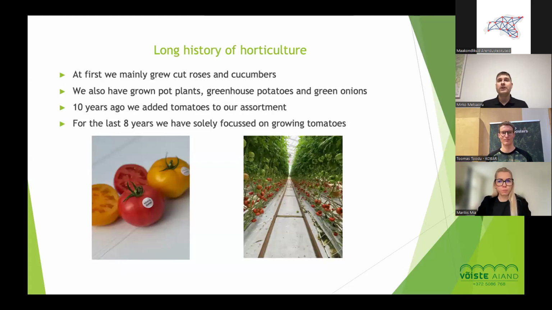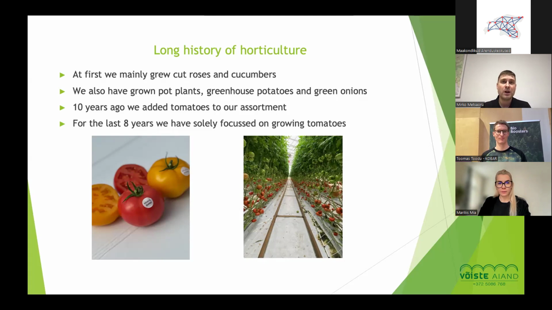In the greenhouses, when my father took over, we have been growing different things. At first we grew roses and cucumbers mainly. We also have grown different pot plants. Also we have tried greenhouse potatoes and even green onions, but they were not very good on the financial side, because the input was higher than the outcome of the sales price. So it didn't make sense to do it that way in a heated high-tech greenhouse.